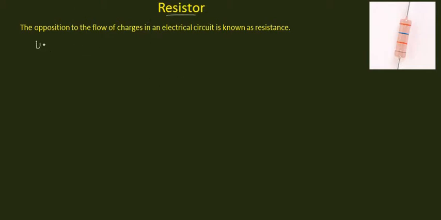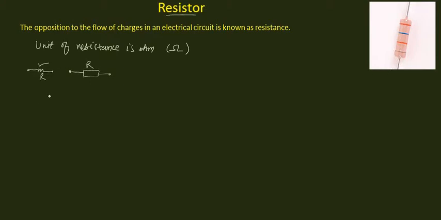The unit of resistance is ohms, which is represented by the Greek letter omega. The graphical symbol used to represent a resistance is like the cutting edge of a saw, and there is another symbol which is also used to represent a resistance, like this. But in most cases this symbol is used. This figure represents a practical resistance which is used in any circuit.